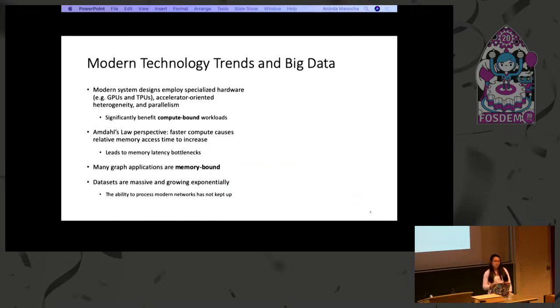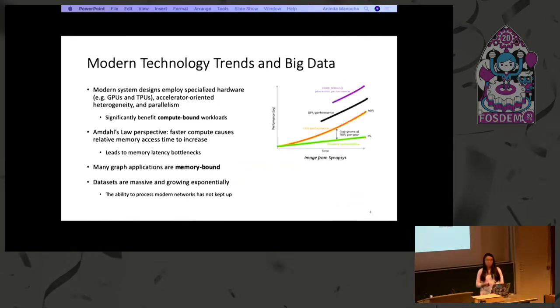In order to process big data, modern technology trends have employed specialized hardware, which has led to accelerator-oriented heterogeneity and parallelism. As you can see in the graph, the purple, black, and orange lines show the trends with these performance over time. And these have significantly benefited compute-bound workloads. But as you can see by the green line, there's a gap between processor and memory performance. And in the context of Amdahl's law, as compute is growing faster, the relative memory access time is growing slower.